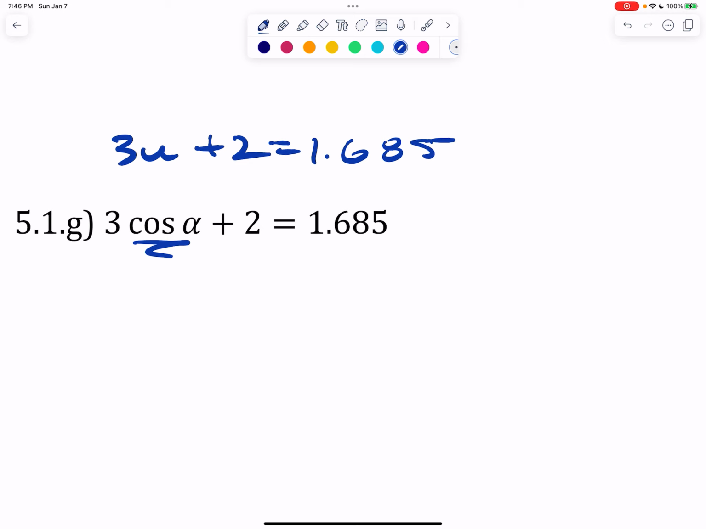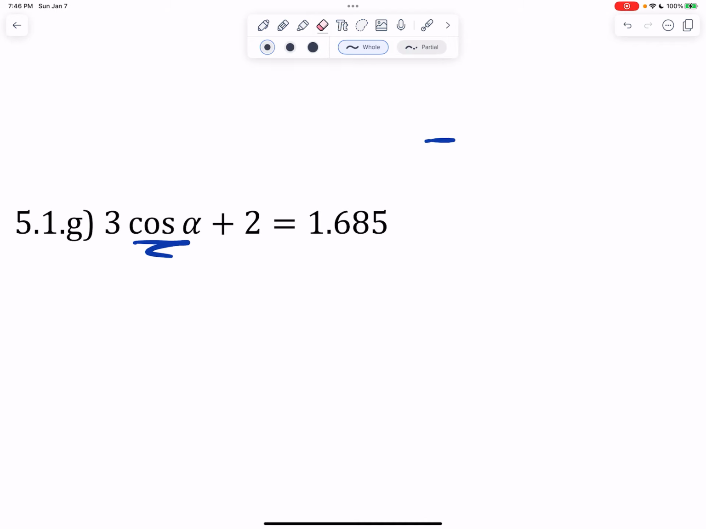Remember that you are allowed to parameterize if you want to. So you can say, let u equal cos alpha, and solve that way. If you find that easier, if you find it more direct, I would say do so. But if you are comfortable without parameterizing, then that's my recommendation. So I'm going to do these without parameterizing.